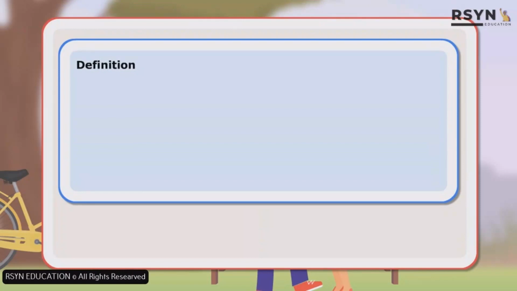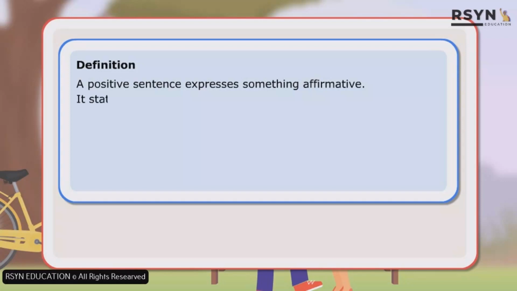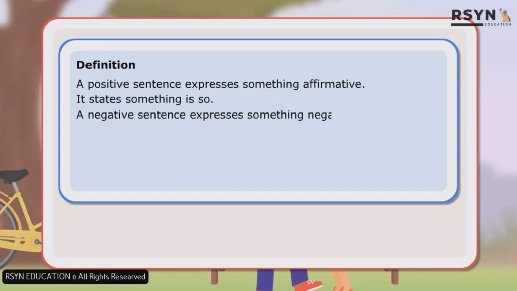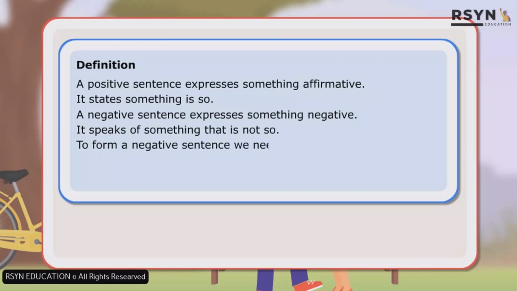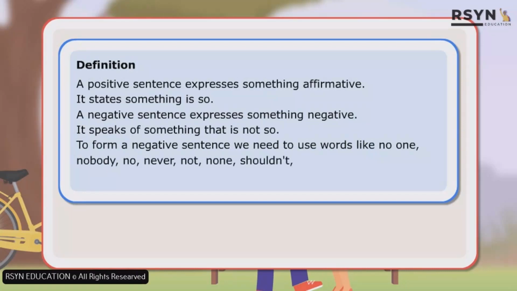Definition. A positive sentence expresses something affirmative. It states something is so. A negative sentence expresses something negative. It speaks of something that is not so. To form a negative sentence, we need to use words like no one, nobody, no, never, not, none, shouldn't, wouldn't, couldn't, can't, isn't, won't, shan't. Let us look at few sentences.